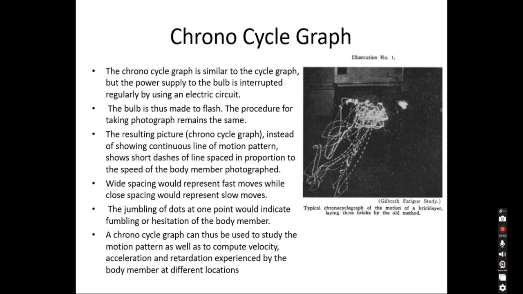The resulting picture, the chronocycle graph, instead of showing a continuous line of a motion pattern, shows short dashes of a line spaced in proportion to the speed of the body member photographed, which is indicated in paired dots. Wide spacing would represent fast moves, while close spacing would represent slow moves. The jumble of dots at one point would indicate fumbling or hesitating of the body member.